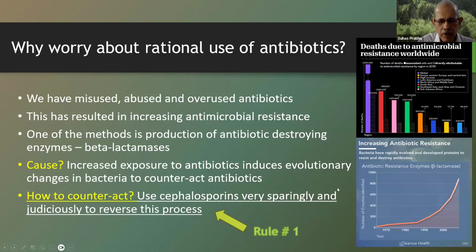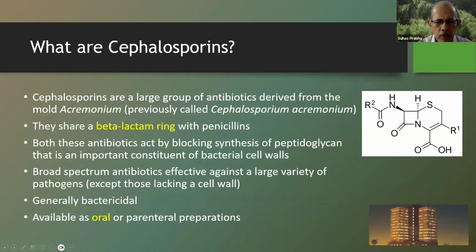I would like you to remember these rules, because later on when I talk to you about cases, you will realize how to apply these rules to choose the correct antibiotic. Let's talk a little bit about cephalosporins. We've all forgotten the pharmacology. Briefly, cephalosporins are a large group of antibiotics. They are derived from the mold Acremonium, which previously was called Cephalosporium acremonium, and that's where the name comes from.